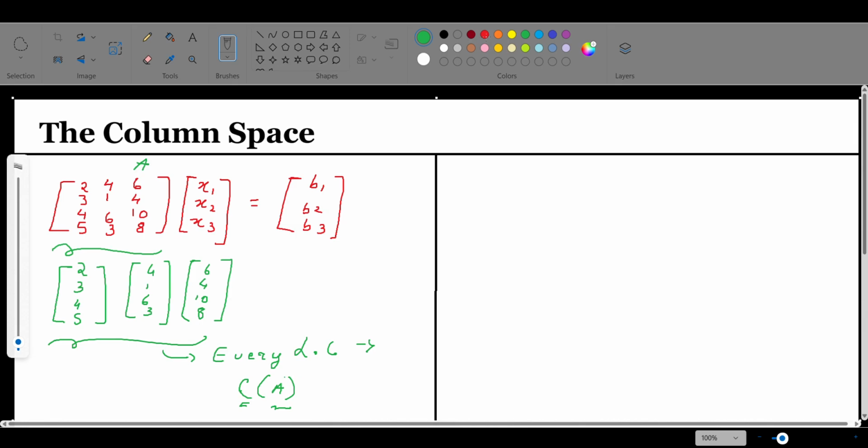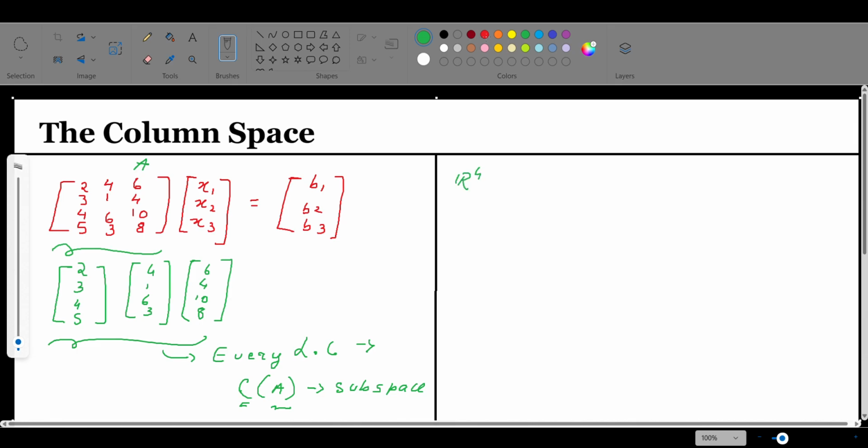Now, this is a subspace. I already told you the answer. This is a subspace. But any guesses now? What is it a subspace of? It is a subspace of R4. Now, you may ask, why R4? Any guesses? You can pause the video and think about it.